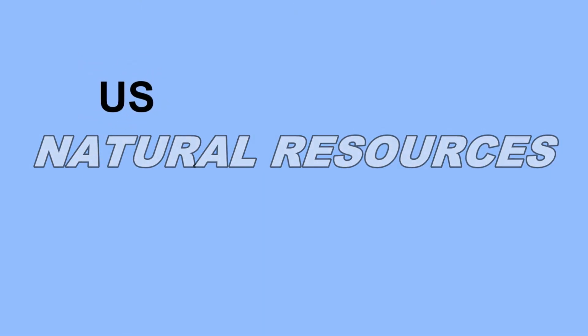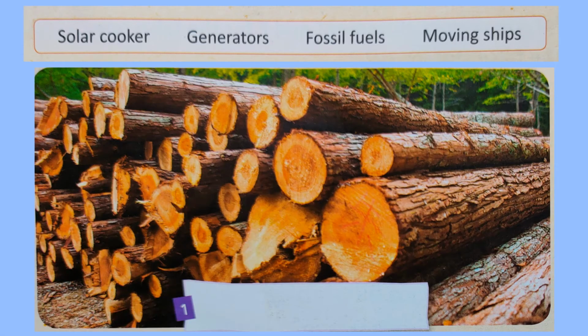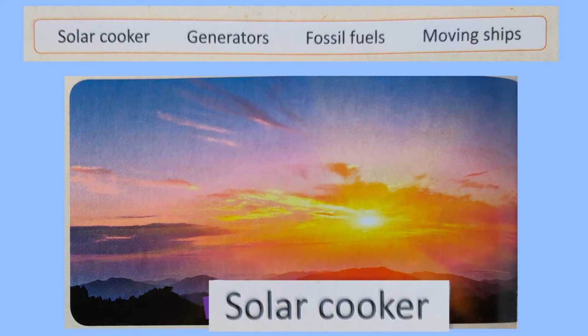To understand the uses of natural resources, let us look at some pictures. This is a tree, a cut down tree to be more exact. Now, what are the uses of these trees? These trees can be used as fuel or to make furniture at home and so on. This picture is of a sunrise or a sunset. Basically we're trying to show the sun. What are the uses of the sun? The uses of the sun can be in a solar cooker for cooking food or in a solar panel to generate electricity.